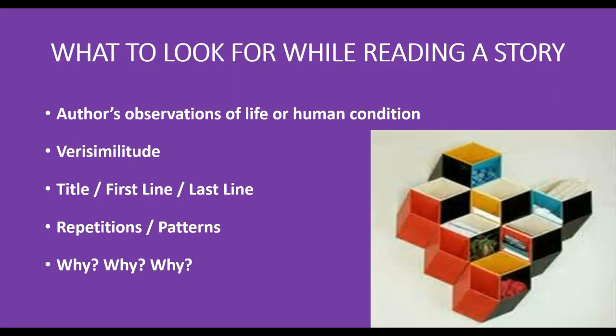What to look for while reading a story. Look for the author's observations of life, or what the author seems to be saying about humans. What are humans like? Look for verisimilitude. Verisimilitude means how the author creates the illusion of reality. They want to make it seem like this fictional story could have actually happened.